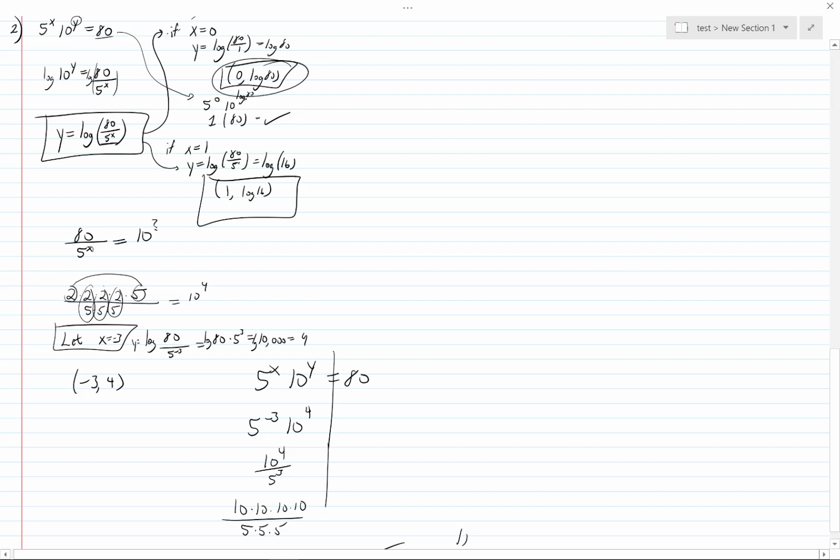So anyway, I'm not exactly sure what the problem wanted, because there are, like we said, an infinite number of solutions. This guy, any x you like. And then this is a nice clean one, and there are more clean ones, I'm sure, if you just keep playing. And then you could give a general answer just by saying infinite number of answers such that y equals the log of 80 divided by 5 to the x. There you go.